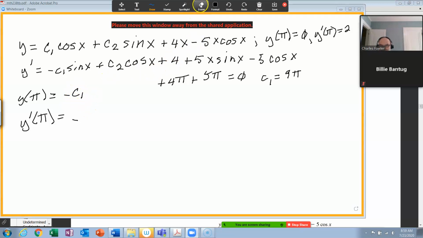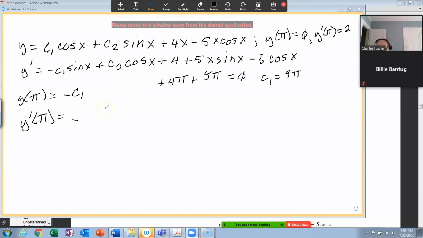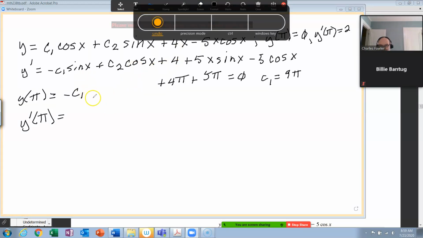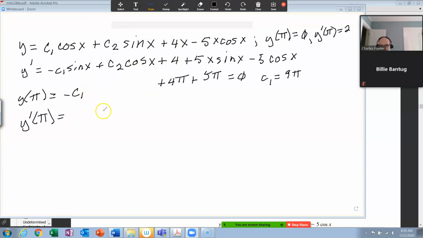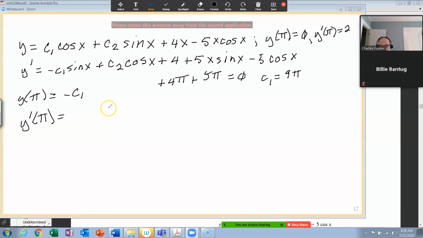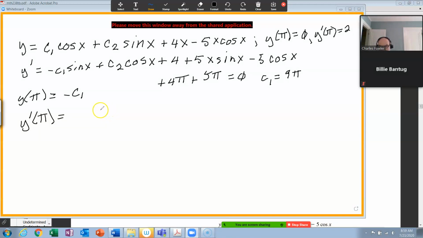Sorry I wrote the minus sign there. Okay? Let's see. I think I can do this. I'm going to try this. There we go. I erase that way. All right. Let's plug in the second one. C2 times the cosine of pi. Well, cosine of pi is negative 1 again. So that's minus C2.